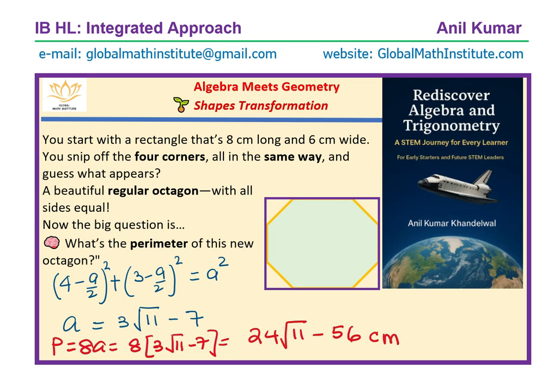See how beautifully the question was solved. It's very difficult since I've left many steps for you to do: giving you the equation, the quadratic equation, simplifying it, applying the quadratic formula, getting the result. Solution given to you: A will be 3 square root 11 minus 7. Multiply that by 8 to get the perimeter of the octagon. I hope it makes sense.